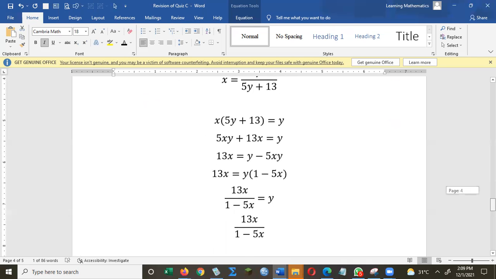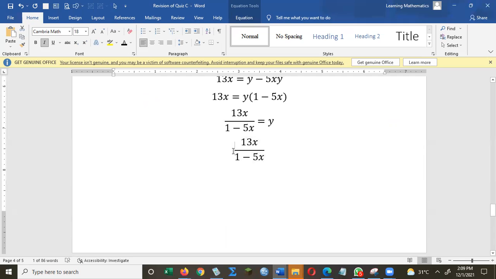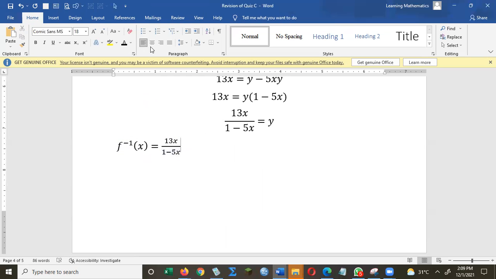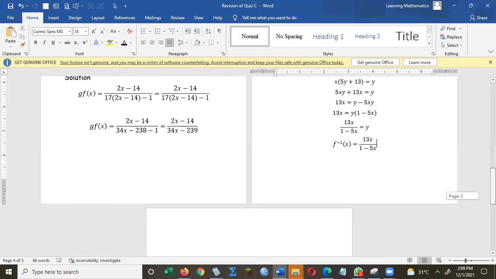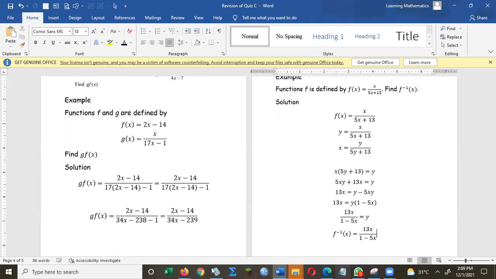F inverse of x is equal to 13x over 1 minus 5x. Okay, finding the inverse of the function f. So here are the steps. So that's what you do for number 3.